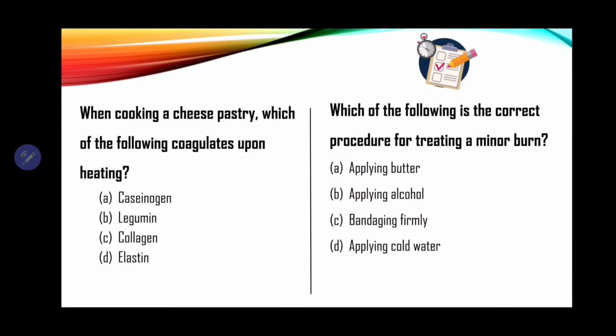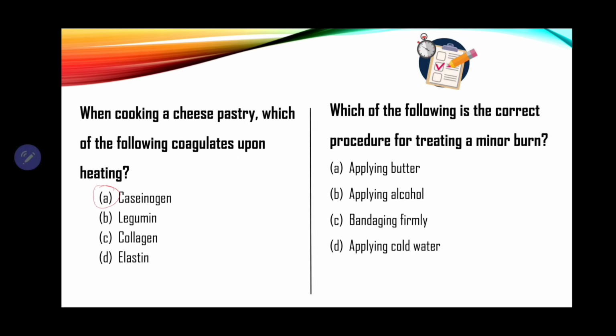When cooking a cheese pastry, which of the following coagulates upon heating? A. Caseinogen, B. Legumin, C. Collagen, and D. Elastin. Now, the correct answer here is A. Caseinogen is a protein that is found in milk, and it is found in the coagulated form in cheese. So, the answer there is A. Caseinogen. Good.